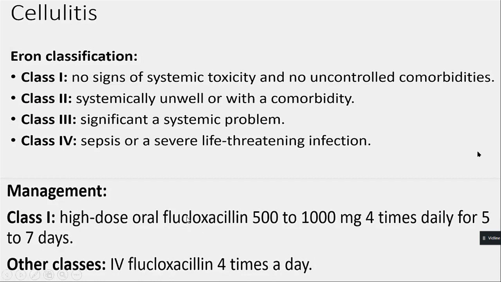The most important is flucloxacillin in any cellulitis. But again, sometimes they will give you options similar to each other. So you have to be familiar with that.